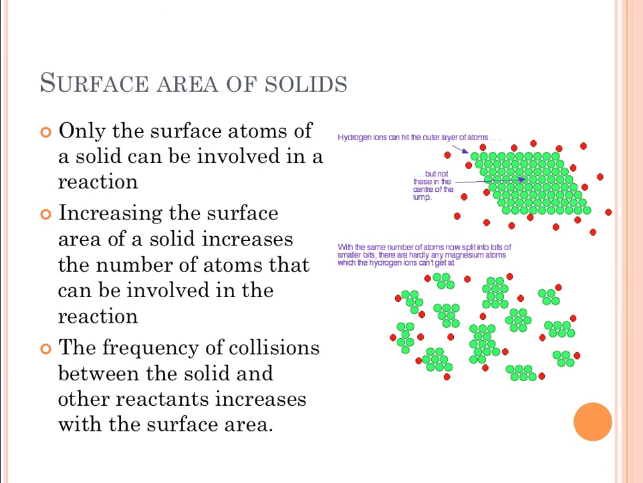So, start with the surface area of solids. If we've got a solid, then it's only the particles on the outside that are able to react. Any that are in the middle can't react. So if we break it up, keep the same number of particles but break it up, we're increasing the number of particles that are on the surface, and therefore increasing the number of particles that can be involved in the reaction. So the frequency of collisions between the solid and other reactants increases. And if that increases, we get a faster rate.